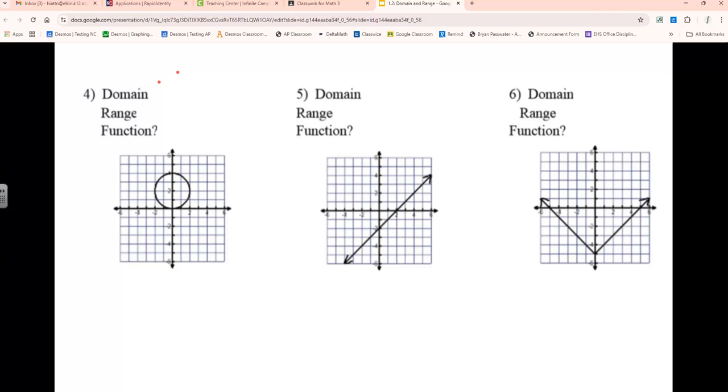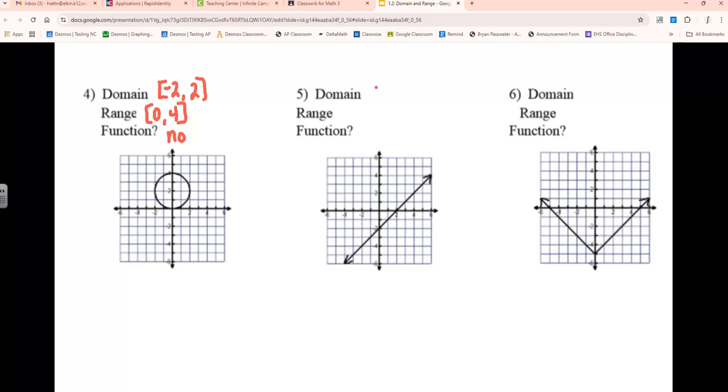For your domain, it should be -2 with a bracket to 2 with a bracket. Your range is 0 to 4. Brackets on both sides because you got a solid line on everything. And that is not a function.